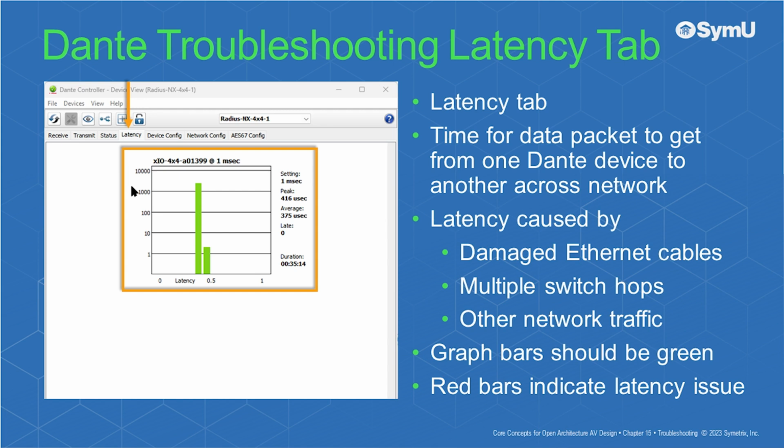Latency is caused by several things, including damaged Ethernet cables, multiple switch hops, and other network traffic. Make sure the graph is displaying green bars in the report. Red bars indicate a latency problem on the network.